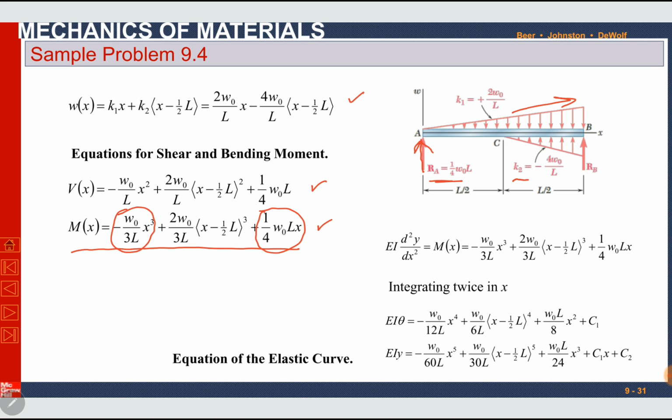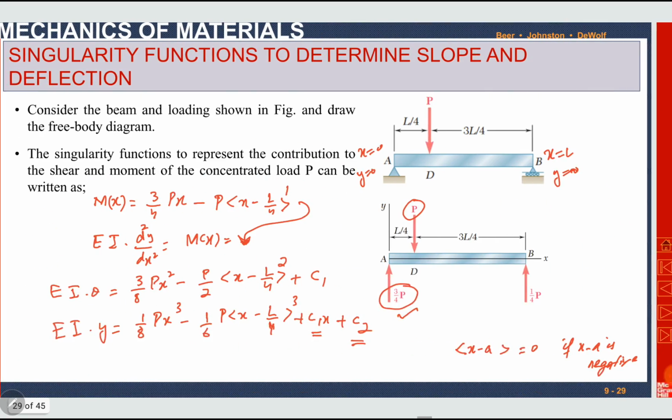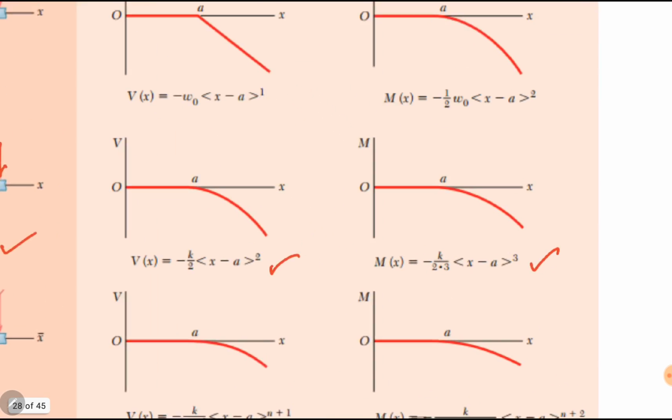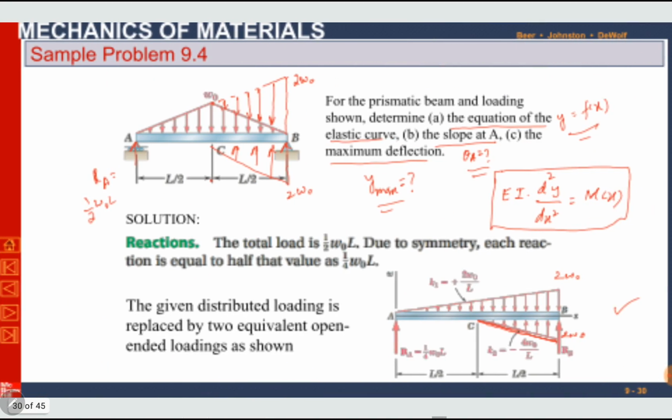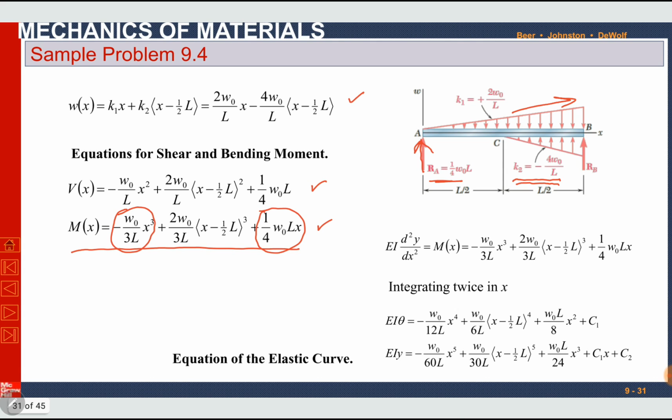Okay, for this K2 it is upward load, so we will use the opposite sign, the same function with positive sign, k divided by 6 x minus a power 3. So k is 4 W naught divided by L into x minus half of L power 3 divided by 6, so 4 W naught divided by 6 becomes 2 by 3 W naught divided by L into x minus 1 by 2 L whole power 3.